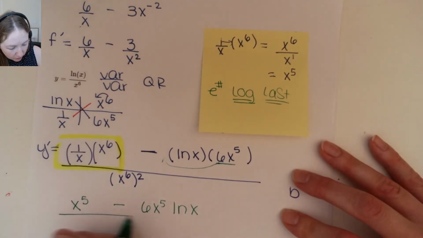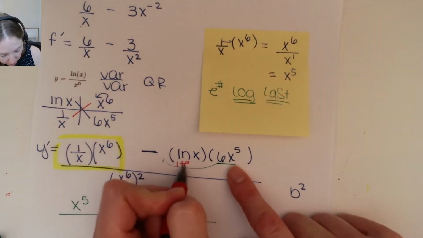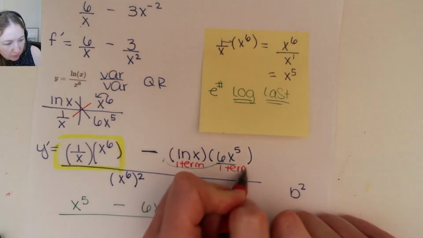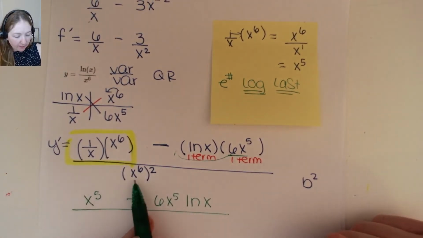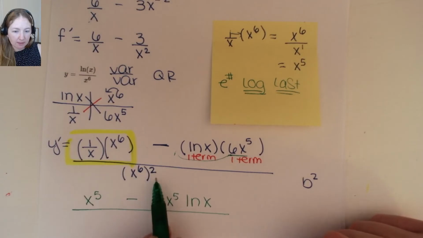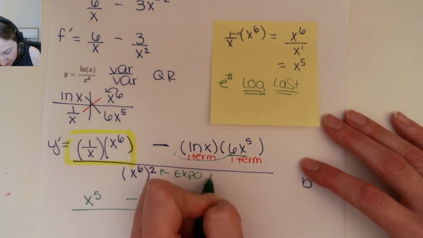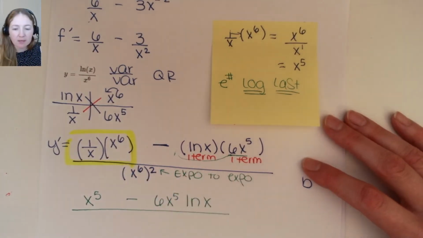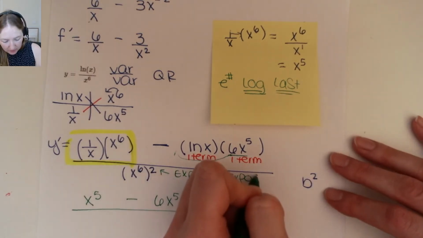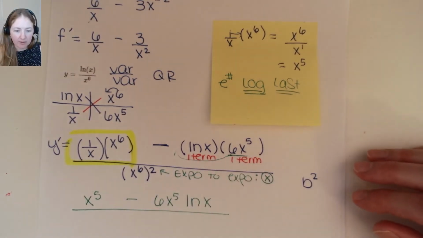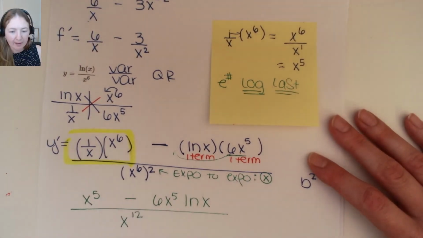And then that is over, and I should mention I'm dropping these parentheses because it is just one term times one term, but we do want to put the log term last. All right, and then in the denominator, we have this x to the 6 raised to the 2nd. So you'll notice here that that is an exponent raised to another exponent. And this is going to happen a lot in these questions when you have this bottom squared. So when you have this exponent raised to an exponent, you will multiply those exponents together. So that will give us x to the 12th power.